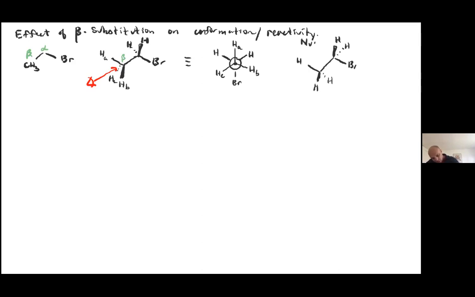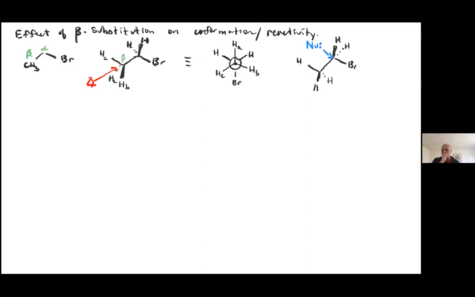Let me make this colored here. So as the nucleophile is coming in, remember, the orbital constraints require backside attack. You have to come in from the back, so 180 degrees with respect to the C-Br bond. And so something like a trajectory, something like that, okay?